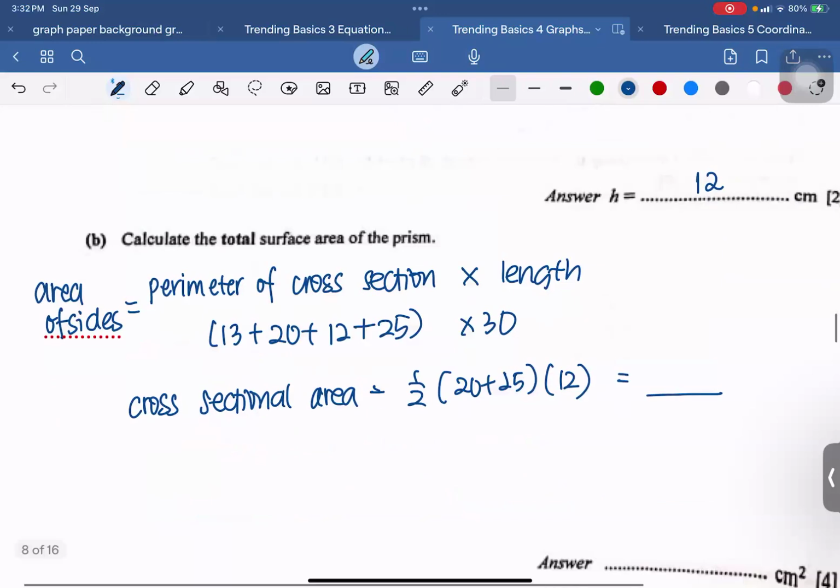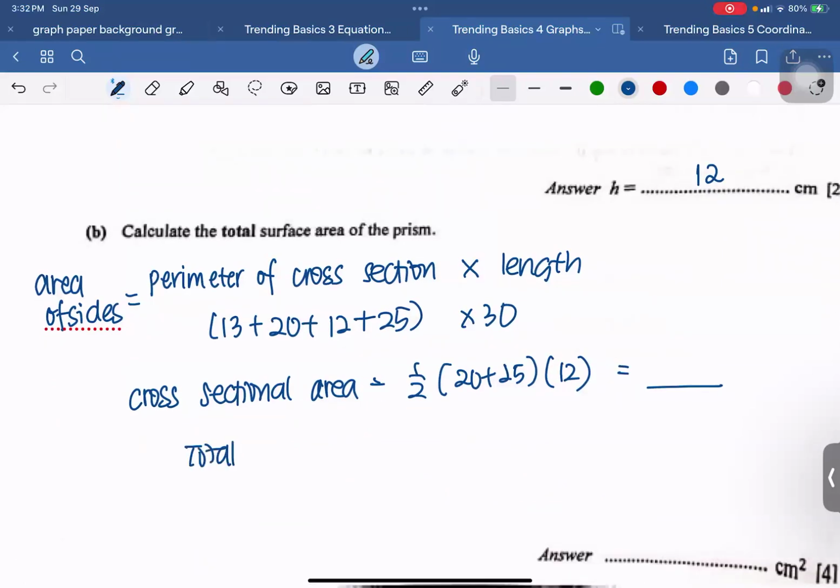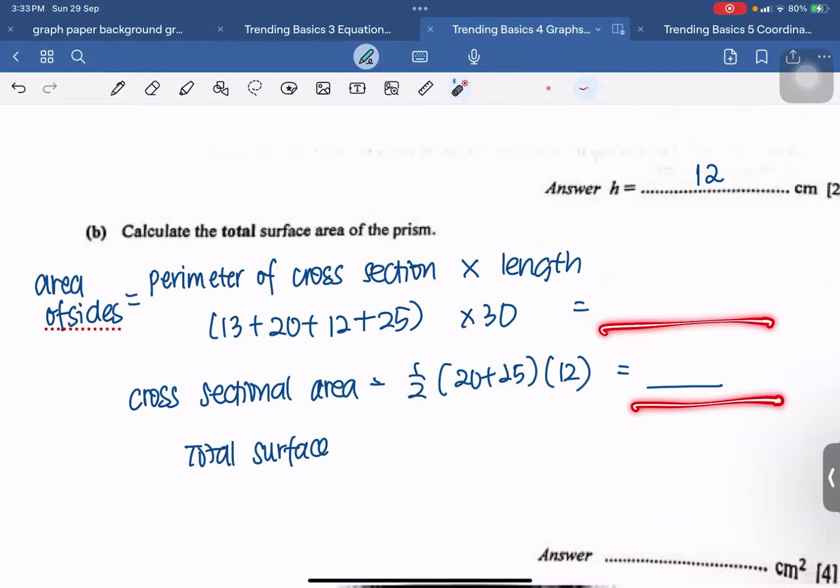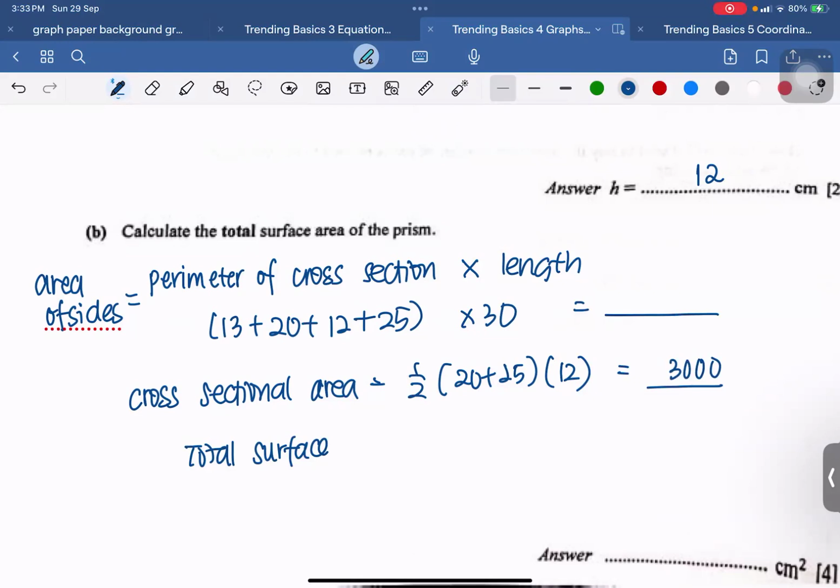Give me the number. 3,000. Which one is 3,000? This one or this one? The trapezium is 3,000. Then this one is? That one how much? 2100. Thank you. So my total surface area, I need to take all the sides, 2100, plus the front and the back.